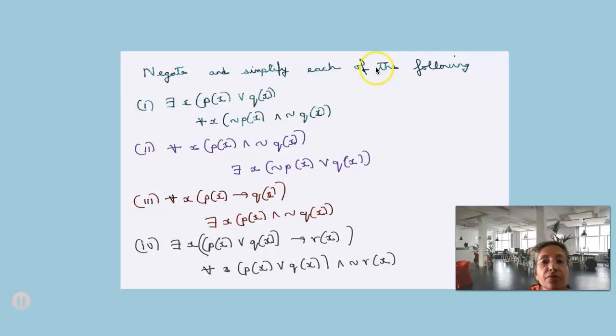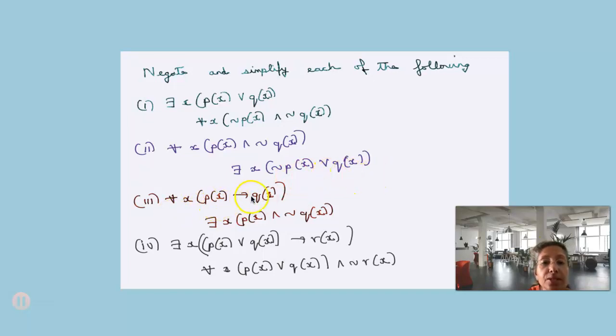Now negate and simplify each of the following. There exists x, Px disjunction Qx. So the negation will be for all x, negation Px conjunction negation Qx. Again, for all x, Px conjunction negation Qx; the negation is there exists x, negation Px disjunction Qx.